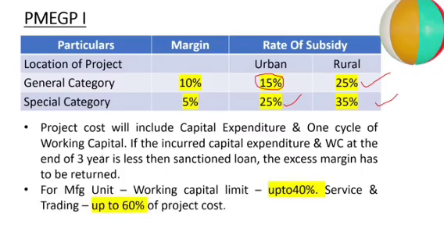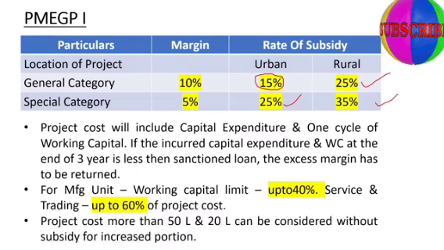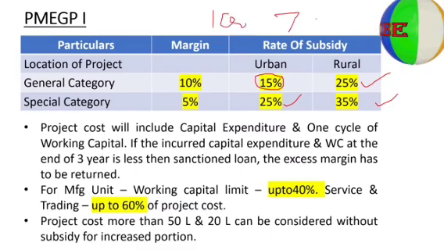For manufacturing unit, working capital limit is up to 40%. For service and trading, it is up to 60%. Project cost more than 50 lakh for manufacturing and 20 lakh for service can be considered without subsidy for the increased portion. What does it mean? Can a customer have a project of rupees 1 crore where bank is financing 75 lakh?